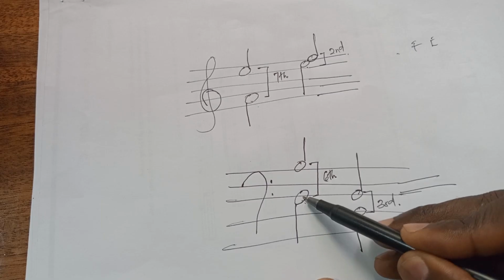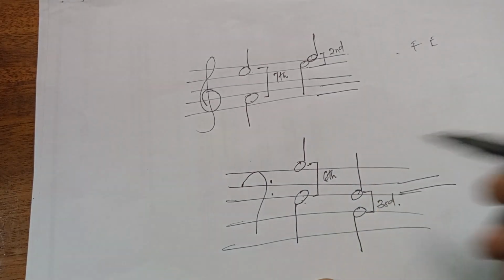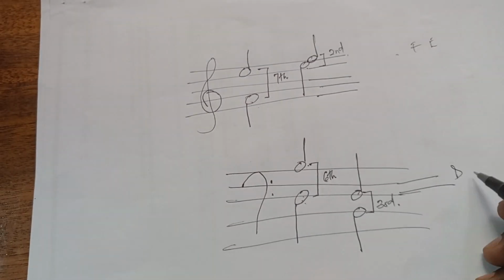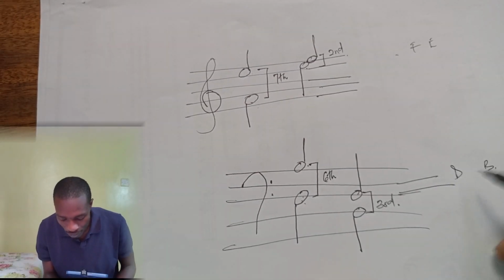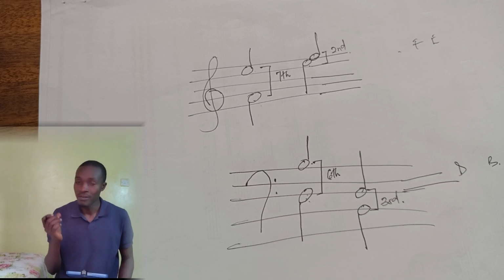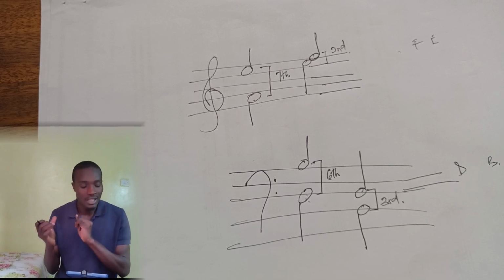Let's see, from D you are moving to B. When you are moving from D to B, it is going to be D, E, F, G, A, B. That is going to be a sixth. What if we start now from B to D? I've brought that B, which was up, down, and it becomes a third. The top note being brought down by an octave makes that difference in the interval. Instead of becoming a sixth, it becomes a third. From B to D is going to be a third.